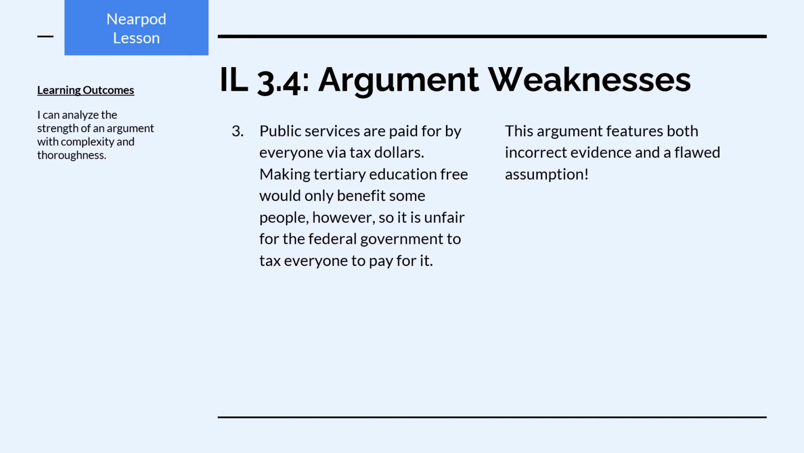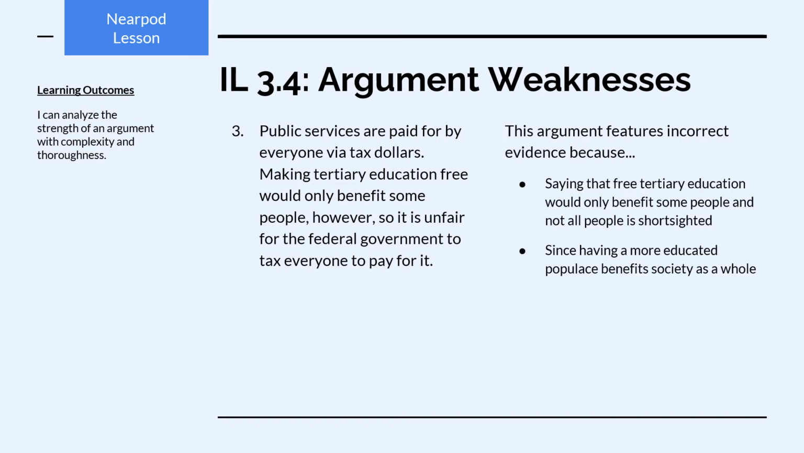This argument actually features both incorrect evidence and a flawed assumption. The evidence is incorrect because saying that free tertiary education would only benefit some people and not all people is really short-sighted. Having more educated people in your society benefits society as a whole. So everyone would be benefited if more people had higher education.